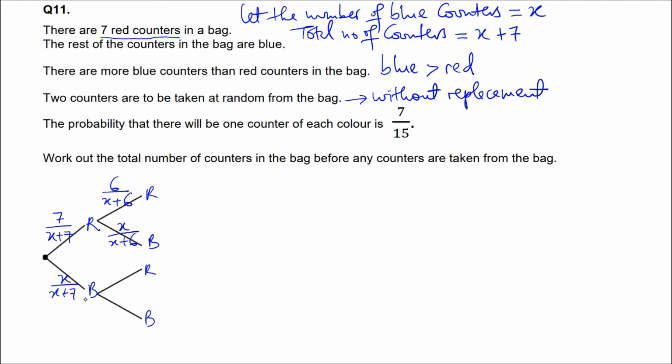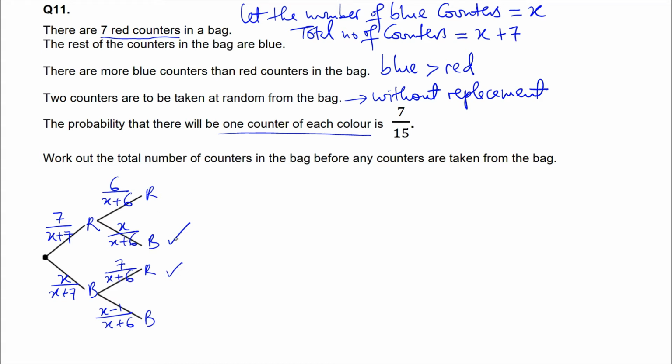Now, if the first one was blue, the number of blue reduces by 1. So x minus 1 over x plus 6, as the total number reduces by 1 as well. If the first one was blue, the number of red will still be 7 over x plus 6. Now, the question states that the probability of one counter of each color, which means either red followed by blue or blue followed by red, gives us 7 over 15.